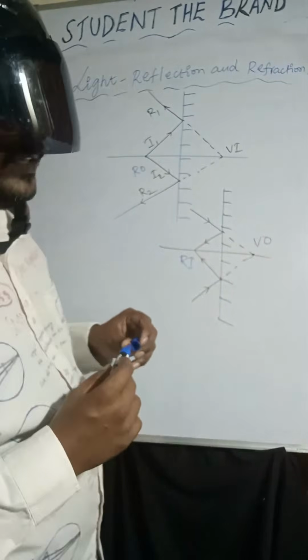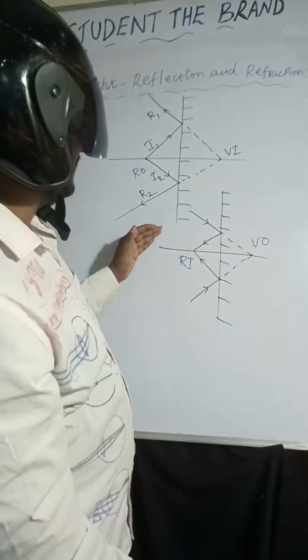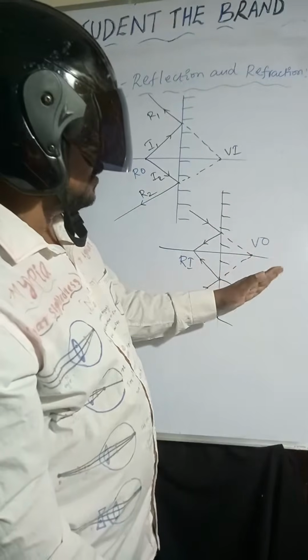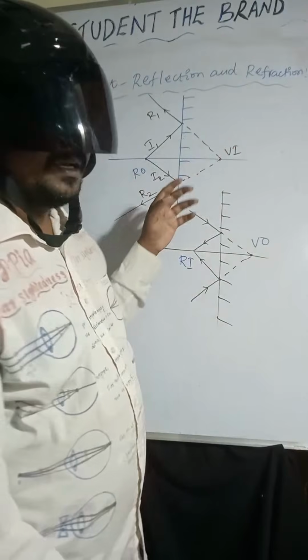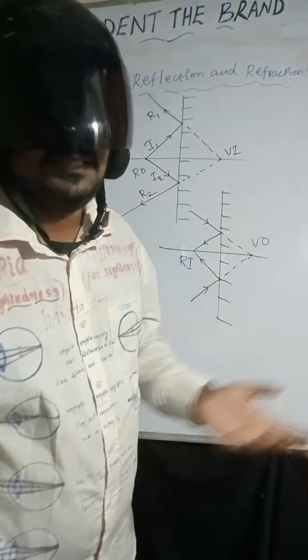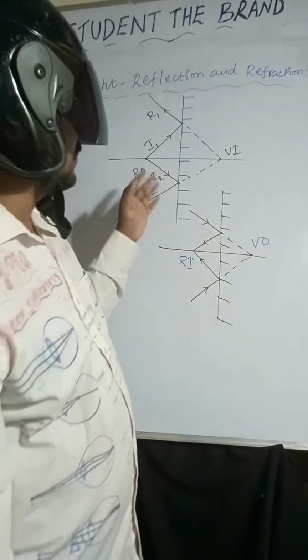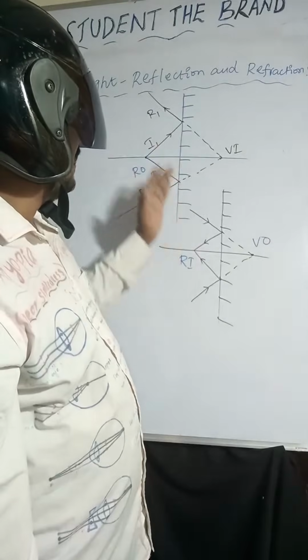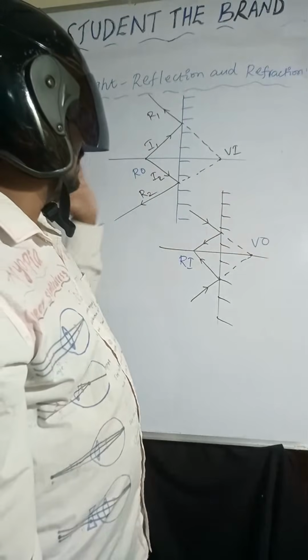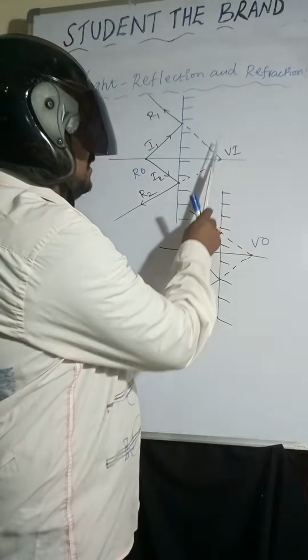Sir, what is the difference between real object and virtual object, and what is the difference between virtual image and real image? Can you explain, sir? Yes, definitely I will explain. The question is the difference between virtual image and real image, and virtual object and real object. Here you can observe this is a virtual image, right?